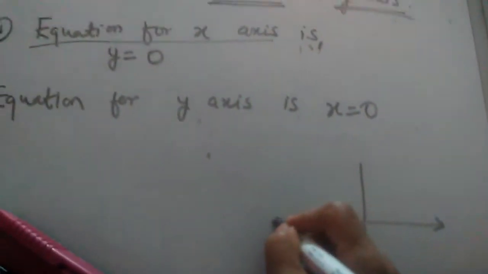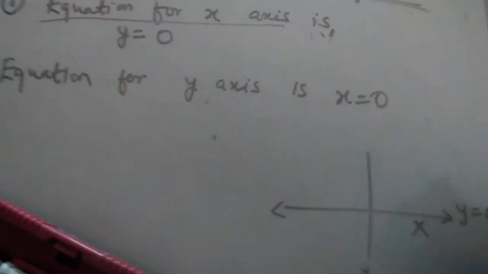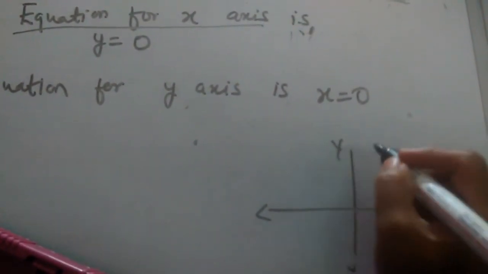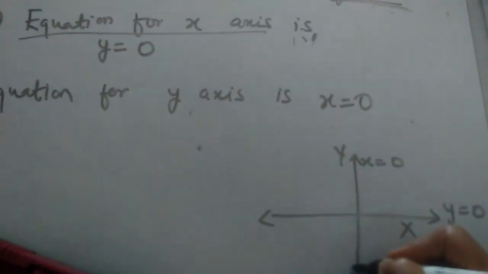For x-axis, what is the equation? y is equal to 0. And this is your y-axis. Equation here is x is equal to 0, right?